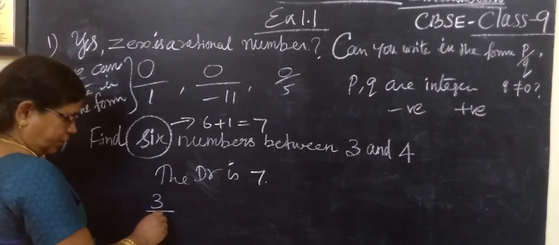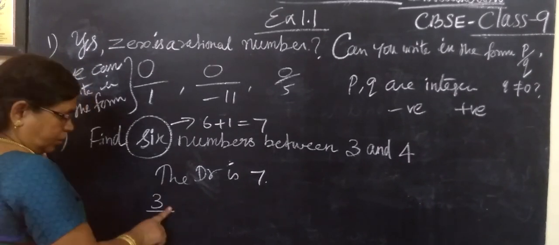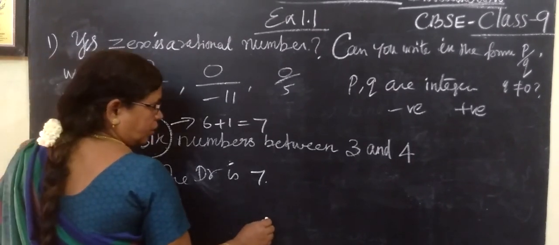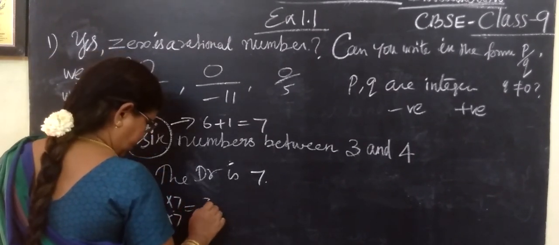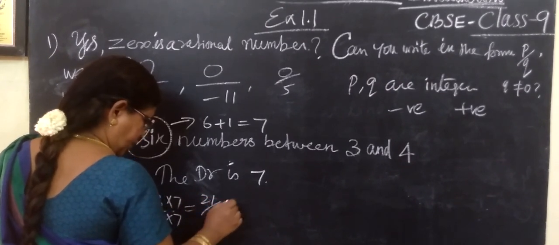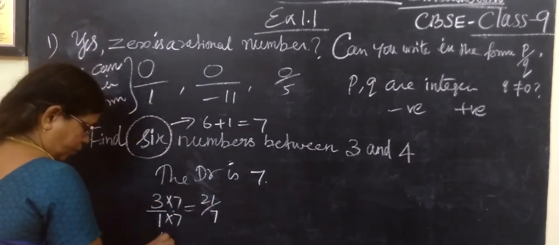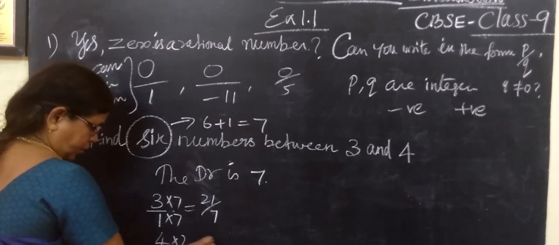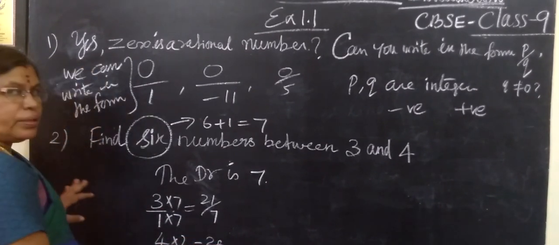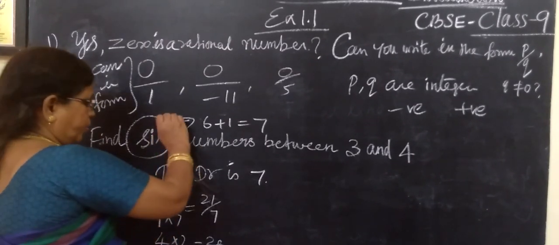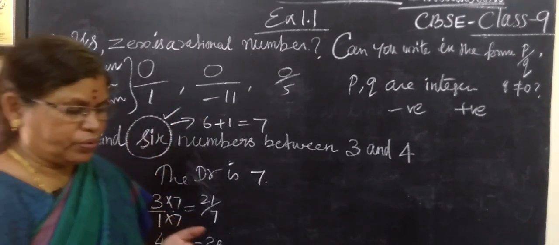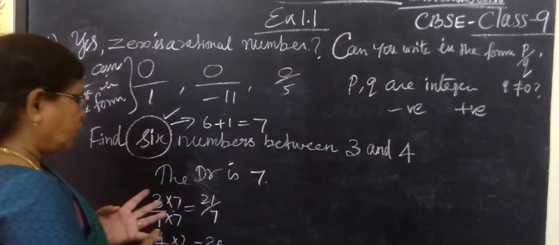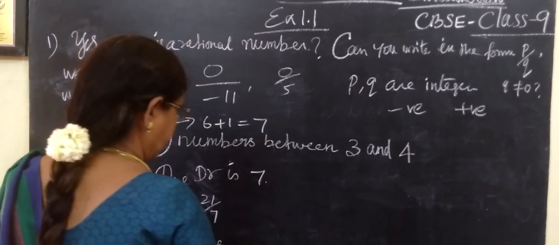3 can be written as 3 by 1. So here you multiply by 7, and we get 21 by 7. Then the other one, 4 by 1, into 7, gives 28 by 7. We want 6 numbers, isn't it? So 22, 23, 24, 25, 26, then 27, correct, 6 numbers.